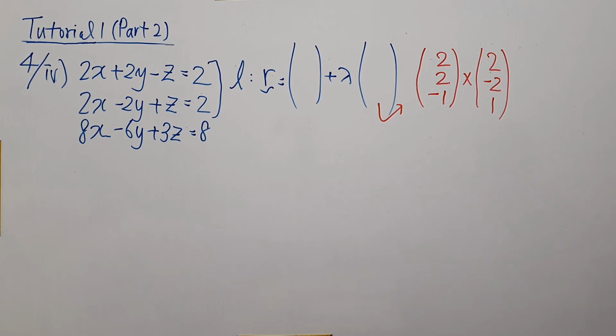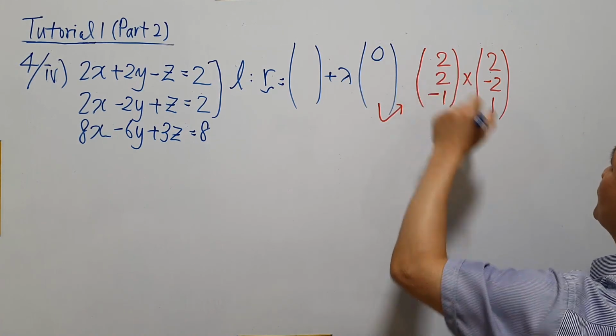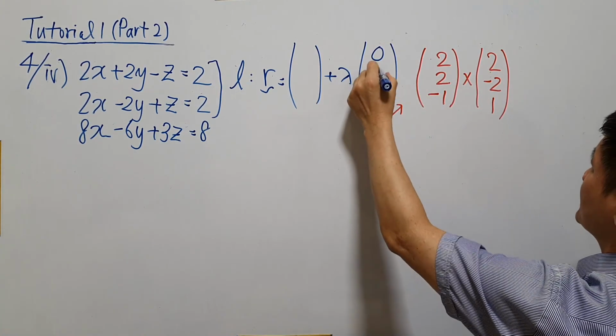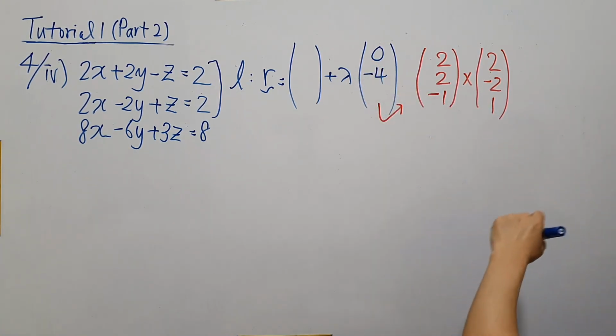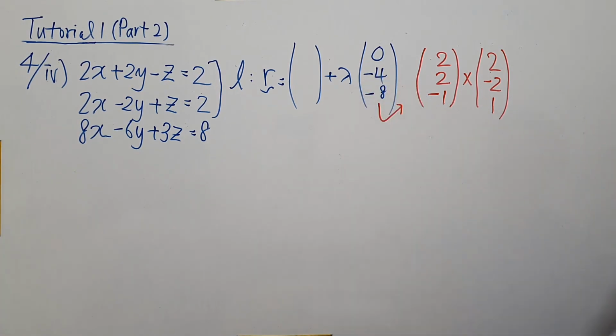So let's perform the cross product. 2 minus 2 is 0. 2 minus 2 is 4, it's minus 4. And then minus 4 minus 4, minus 8. Let's check it. 8, 0. Minus 8, 8, 0. Okay, right.